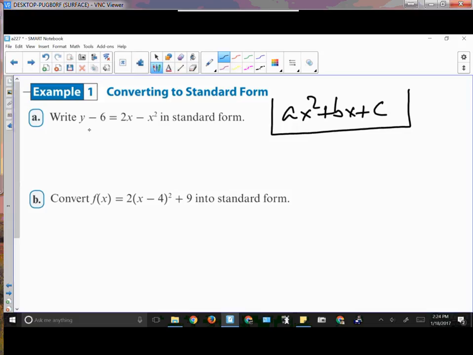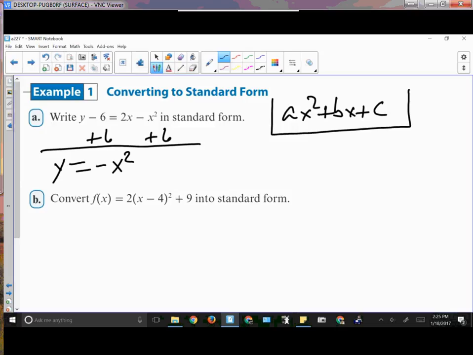So when I look at this one here, I've got y minus and I have this. I'm going to add 6 to both sides. So I'm going to get my y equals. So 6 is gone from this side. But when I write this down, I want to put it in the proper order. So the proper order means whatever is squared goes first. So I look at this and I see a minus and an x squared, so it's going to be minus x squared.